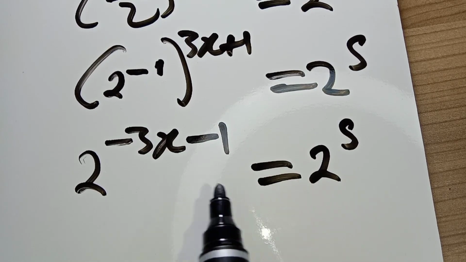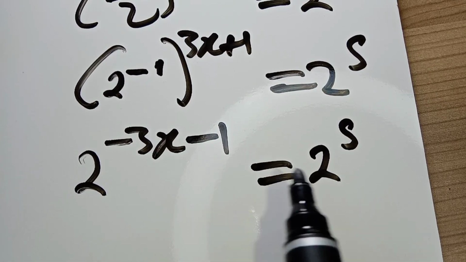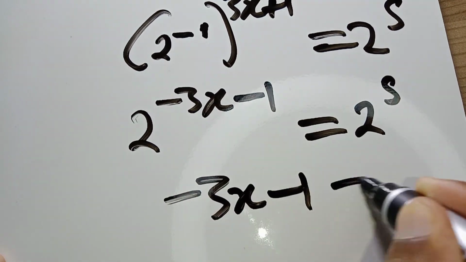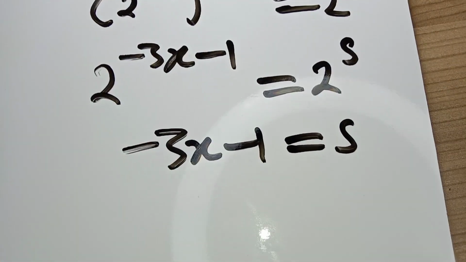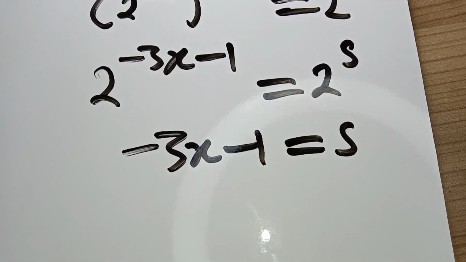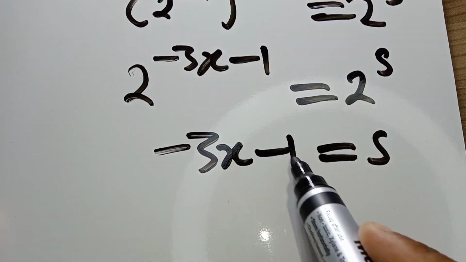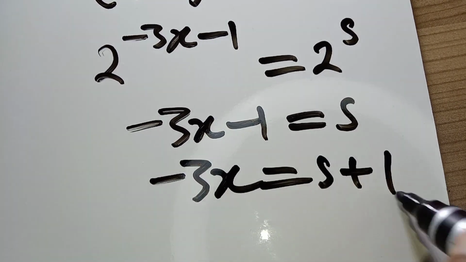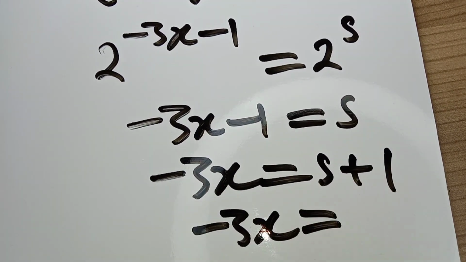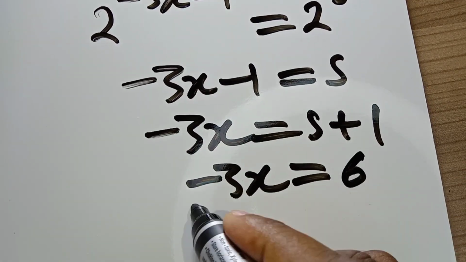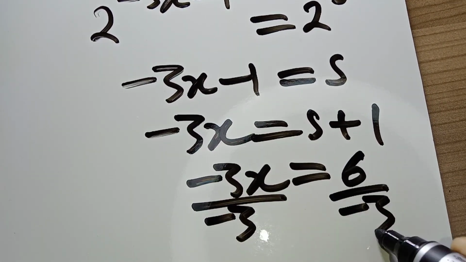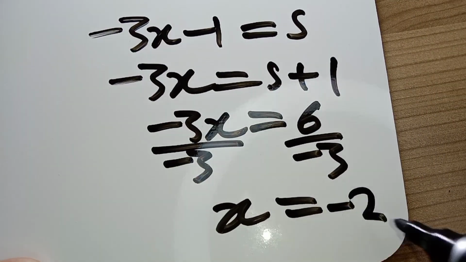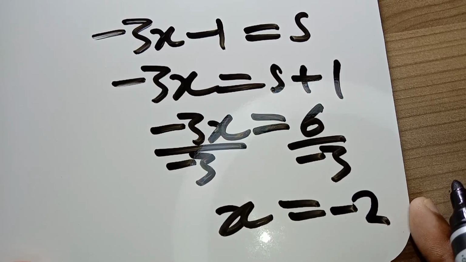The bases are the same now. We're having 2 and 2, now we equate the exponents. Then we're going to have negative 3x subtracting 1 equals 5. Then we solve for x, which means we must take this 1 to the other side. We're going to have negative 3x equals 5 plus 1, then negative 3x equals 6. Then we divide by negative 3, and our x is equal to negative 2.